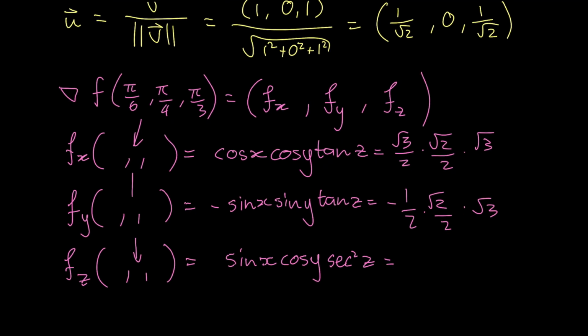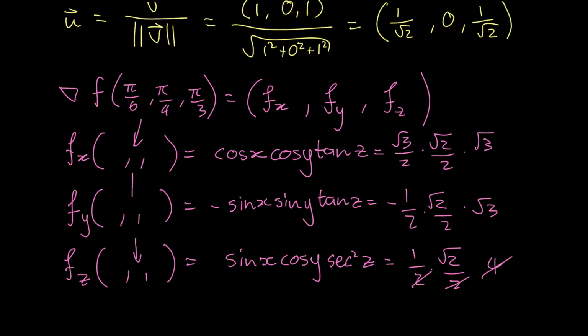Okay, so if we evaluate this at these points, we know that sine of x is going to be 1 over 2. We know that cosine of y is going to be root 2 over 2. And we know that secant squared of z is the same as 1 over cosine squared of z. And cosine of z is cosine of pi by 3, and cosine of pi by 3 is cosine of 60 degrees, and that's 1 over 2. So we have 1 over (1 over 2) squared, which is the same as 2 squared, which is 4. And that 4 will cancel with that 4 over there. So 2 times 2 in this denominator divides 4.